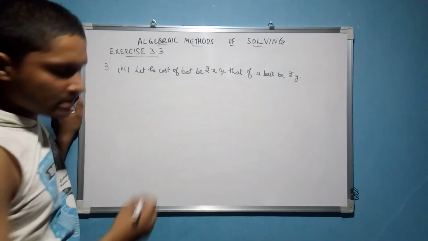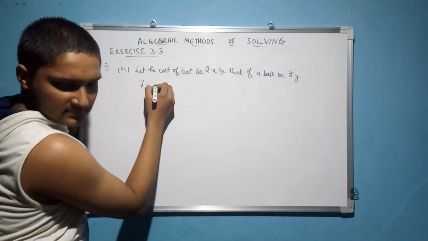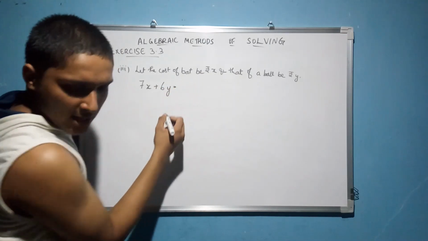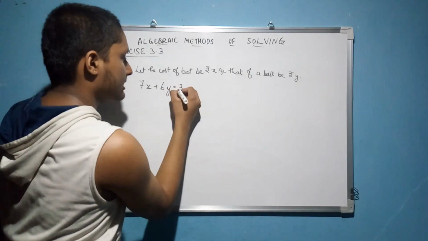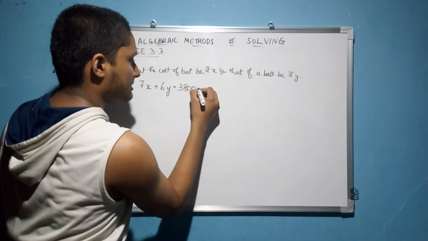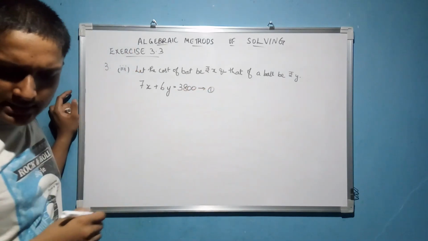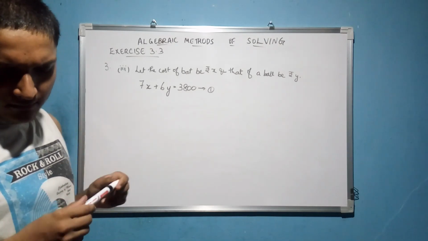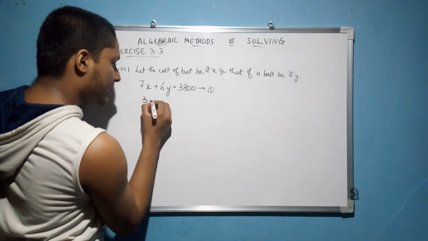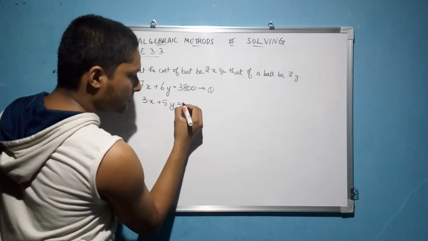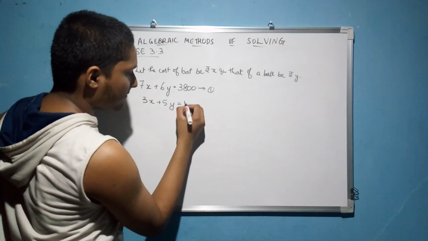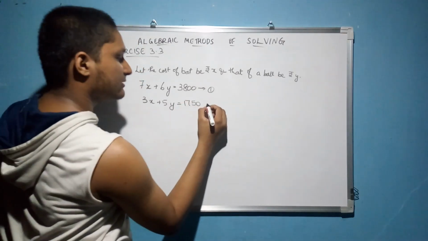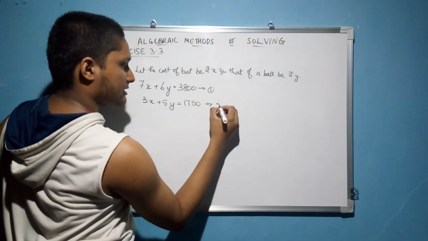Based on the first condition, she buys 7 bats and 6 balls. It is going to be how much rupees? That is 3,800. This is the first equation. The second equation says that you are going to buy 3 bats and 5 balls. 3 bats and 5 balls is equal to how much? That is 1,750 rupees.